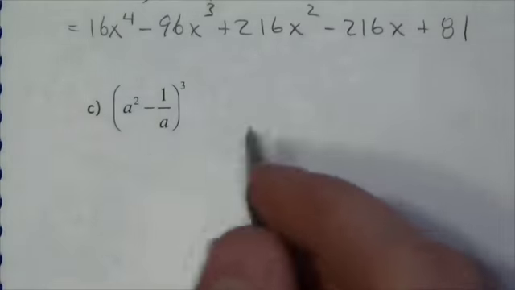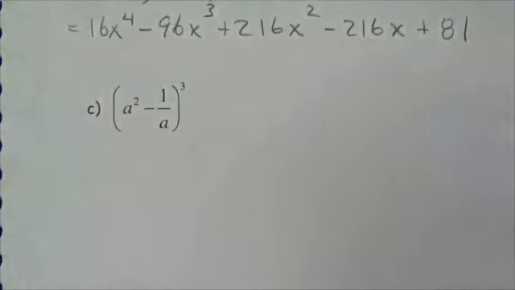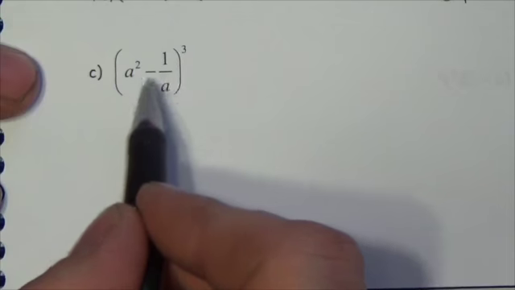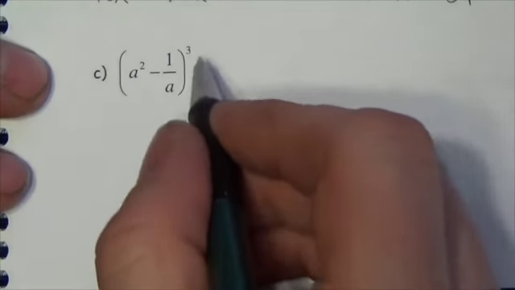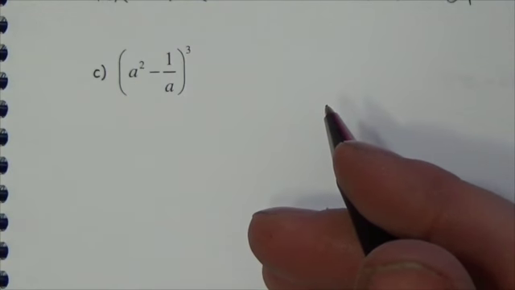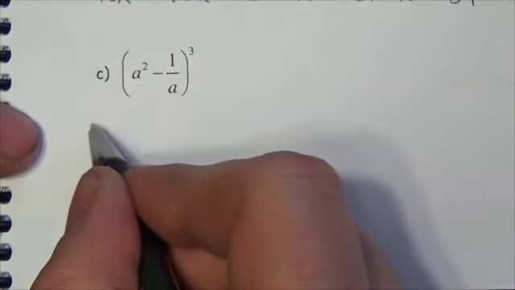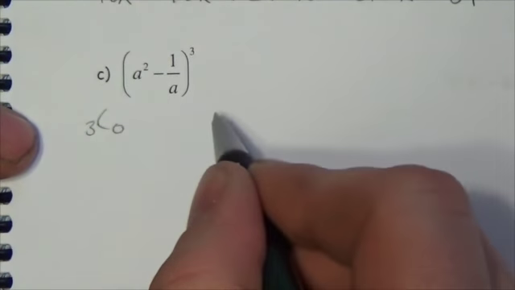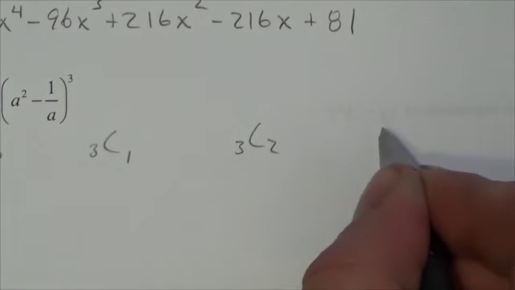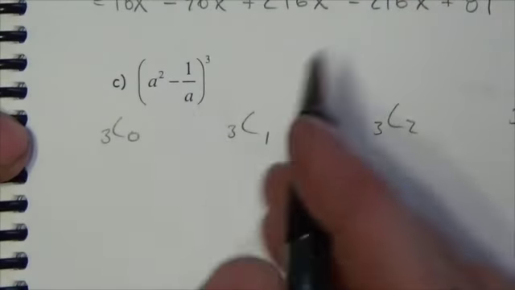Okay, now this one. Don't let this one throw you off with all the a's in here. You just approach it the way you would anything else, as if this was x plus y here. So first of all, notice that it's cubed, which means we're talking about the fourth row of Pascal's triangle. This is the list of combinations of 3. So first coefficient will be 3 choose 0, and then 3 choose 1, 3 choose 2, 3 choose 3. Good.